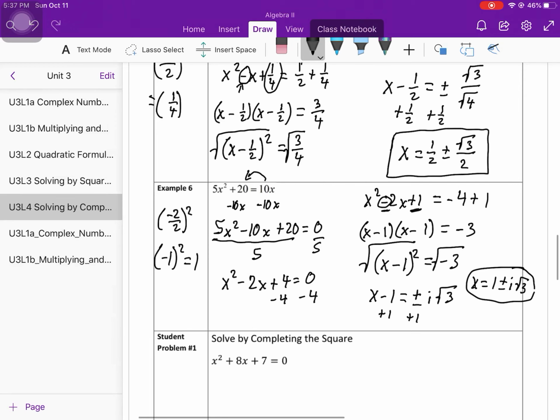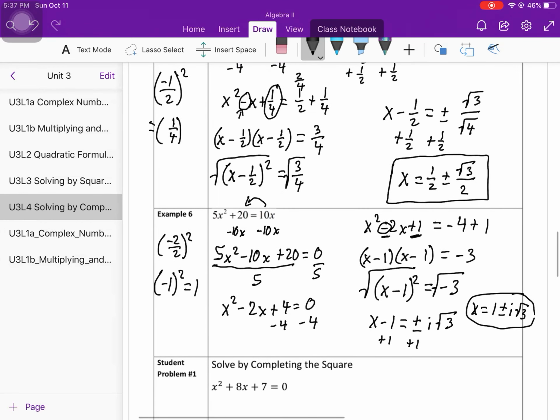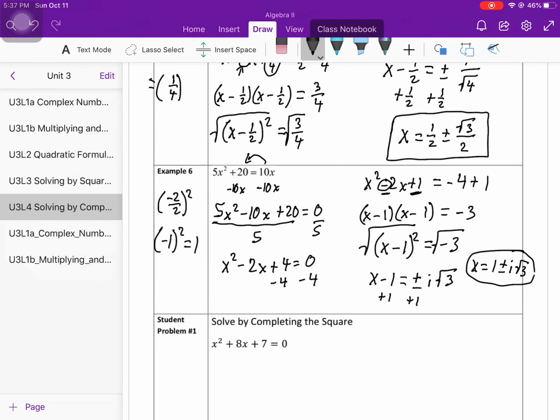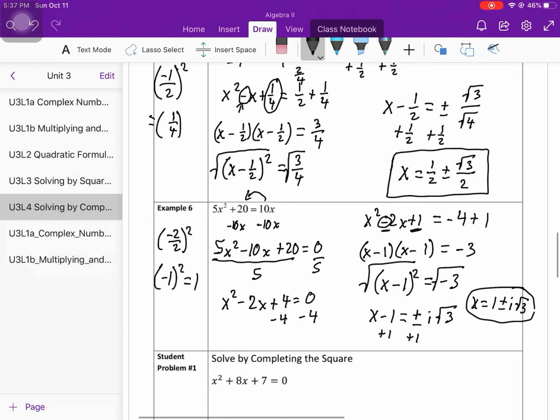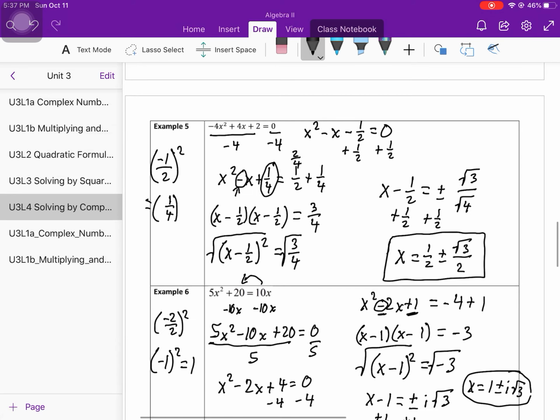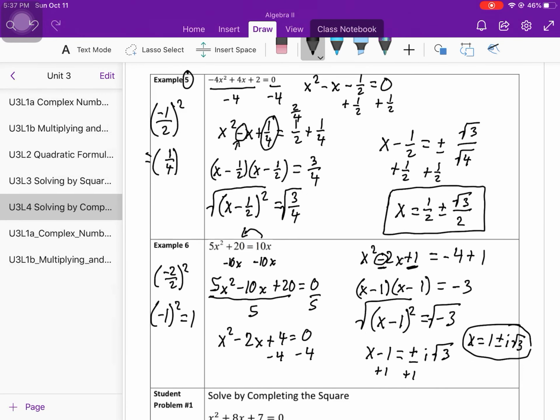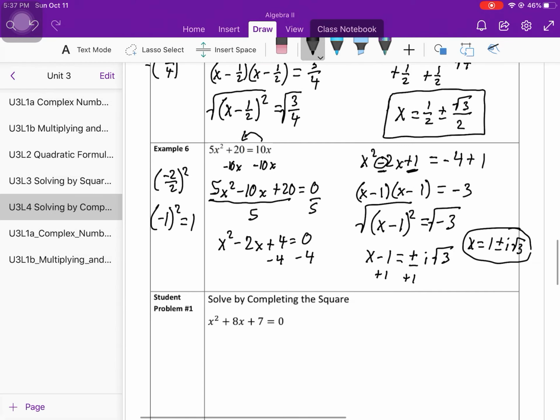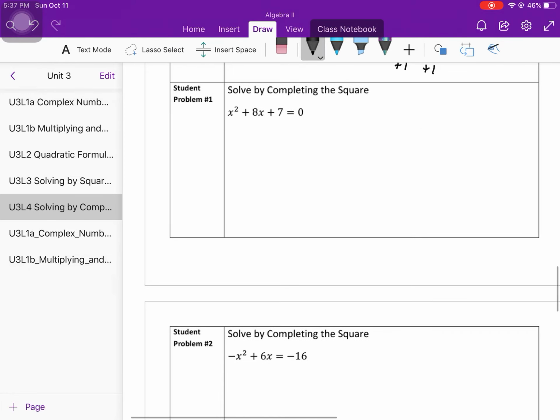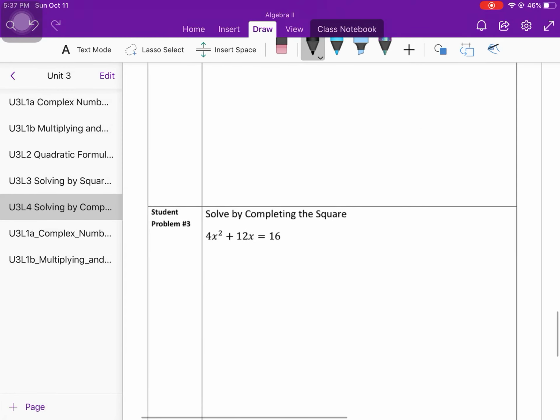It's a tough lesson in general, and it's the toughest one that we'll have for this unit. So if this made sense and you were able to follow along with the pattern, you're doing pretty well. So don't panic. We are going to go over these in class. Just be willing to ask questions and identify the problems that you're really struggling with. I'm guessing example 5 is the one that has fractions that's a little confusing. So please just bring that up and I'll gladly talk about that in class. But go ahead and try the student problem.